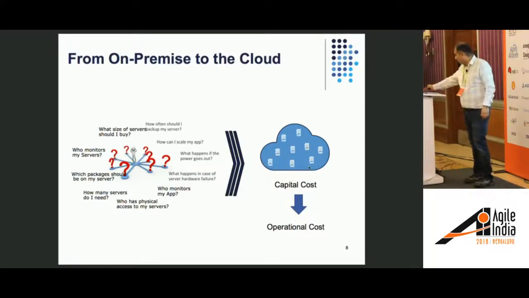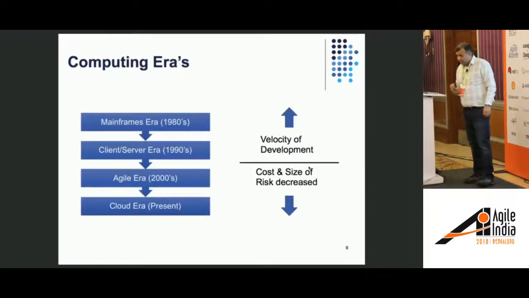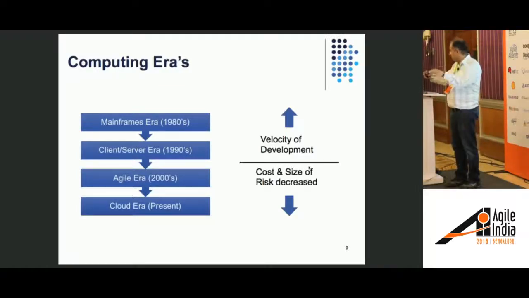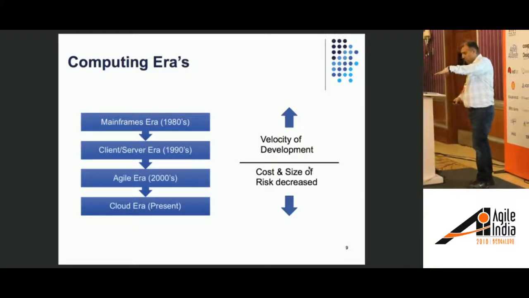So when you look at the computing era, we started with mainframes and dumb terminals connected to them, and slowly we moved to a client server architecture. And when you look at the client server architecture, what you're doing is distributing the processing between client and server.